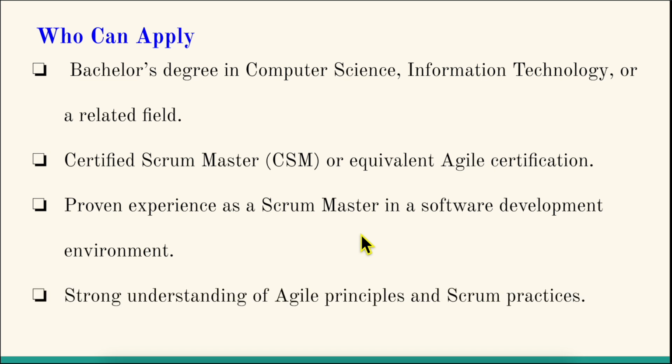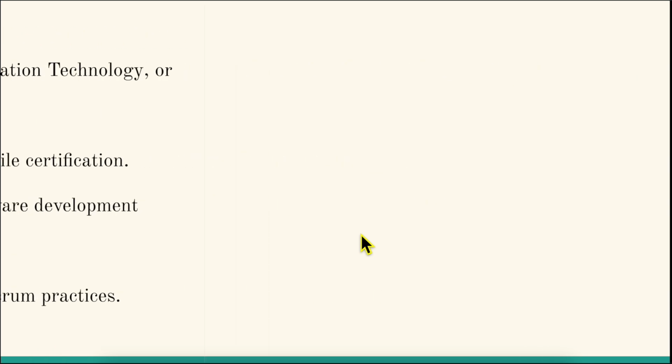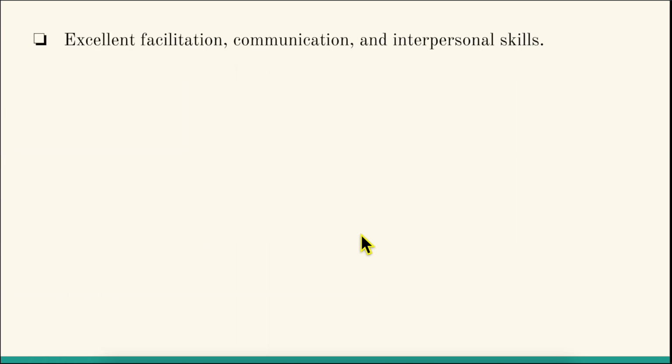There's a strong understanding of the principles and Scrum practices. So as a Scrum Master, you are a master of Scrum, and it is required for you to have a strong understanding of the Scrum practices, the values, and the principles of the Agile Manifesto. As a Scrum Master, you should have excellent facilitation skills, communication skills, and interpersonal skills so that you can handle people issues as well as the leaders.